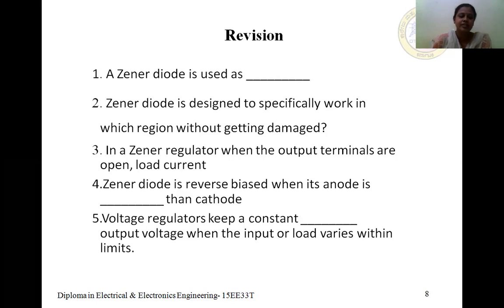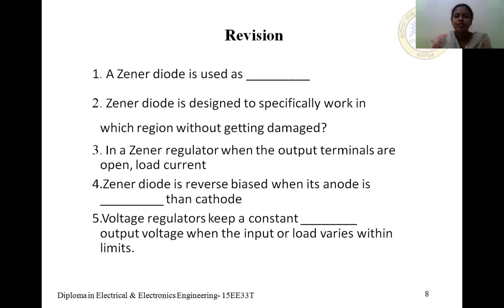The answer is zero here. Next, moving on to the fourth question: A Zener diode is reverse biased when its anode is dash than the cathode. It is in the reverse biased condition when its anode is more negative than the cathode. Here the anode is more negative than the cathode.